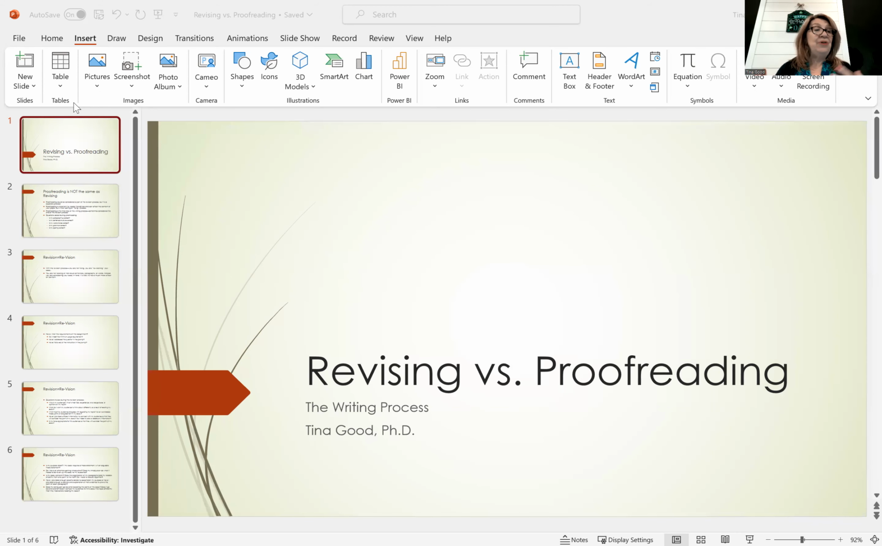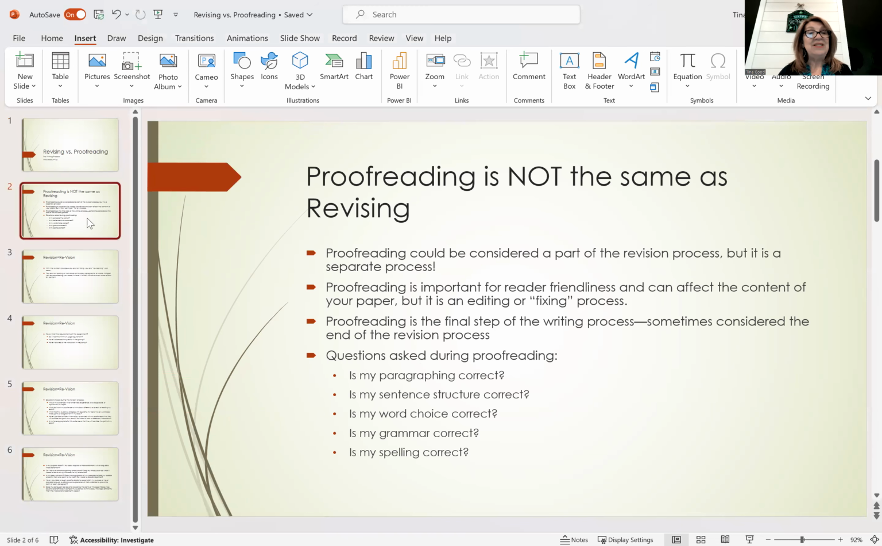Okay, so we're going to look at revising versus proofreading. A lot of people talk about these two terms as synonyms, that they mean the same thing, but actually they are two different parts of the writing process. Okay, so let's consider this for a moment.